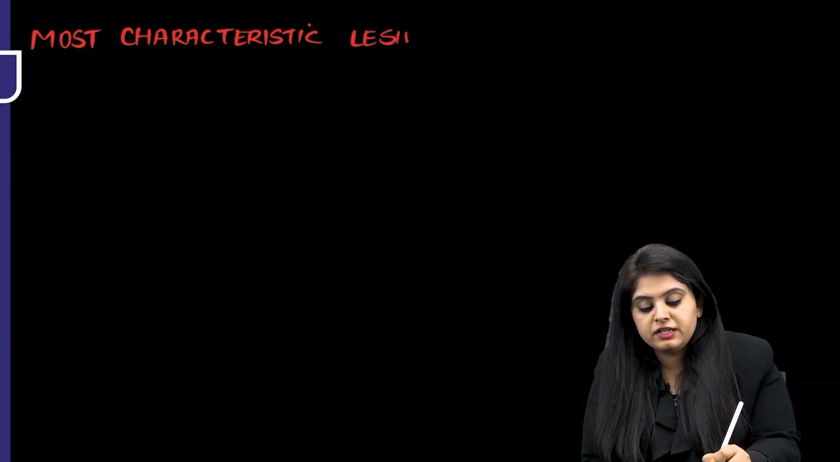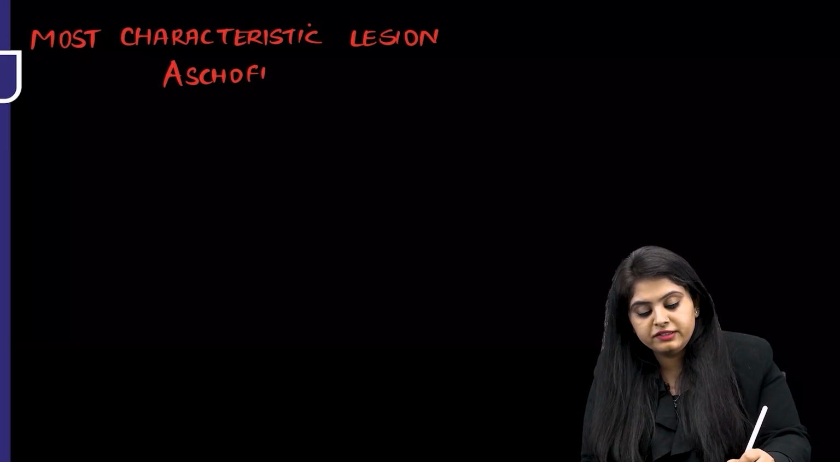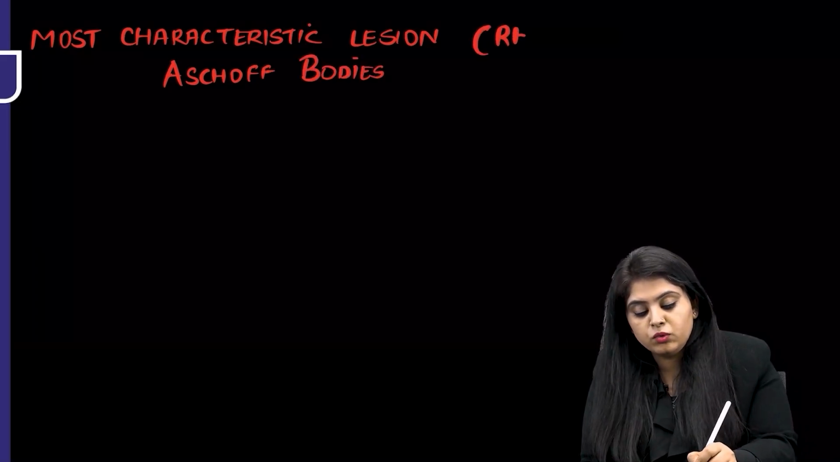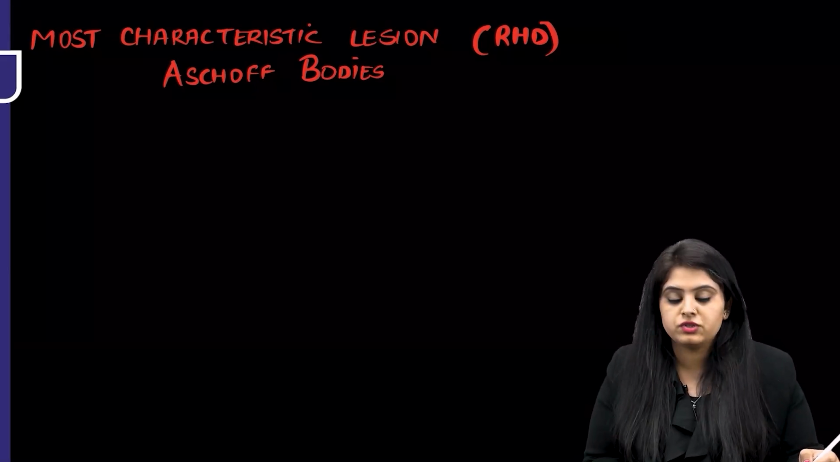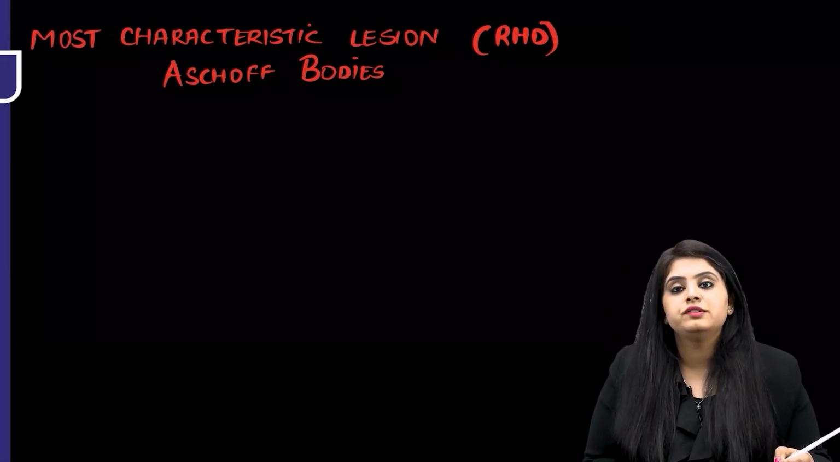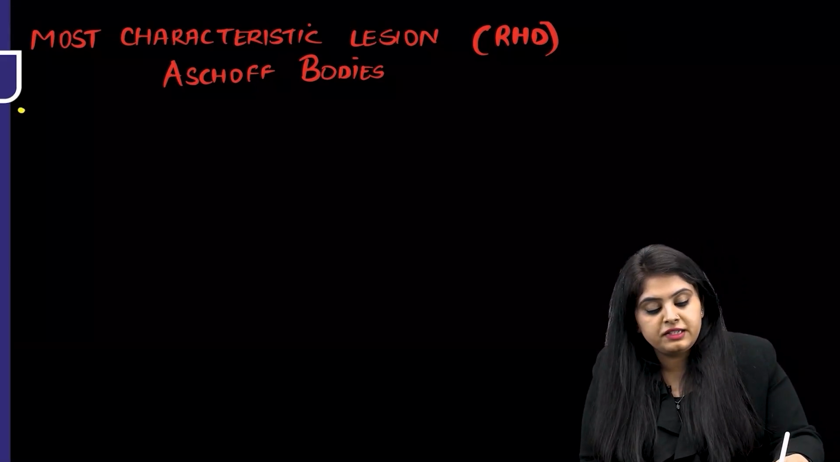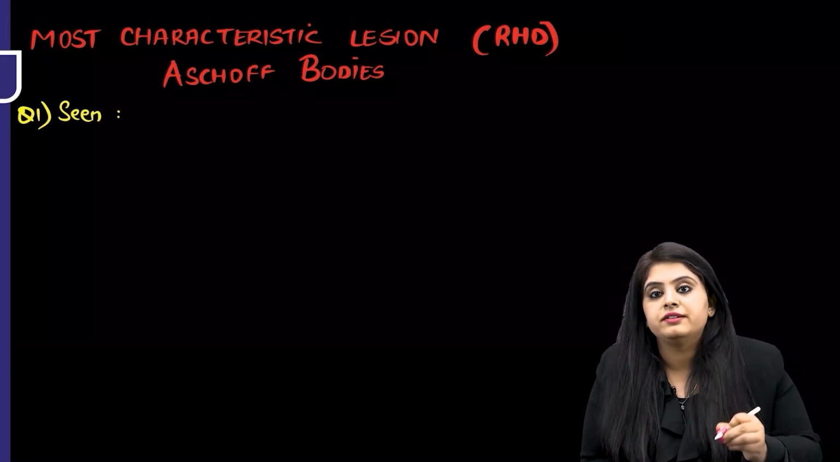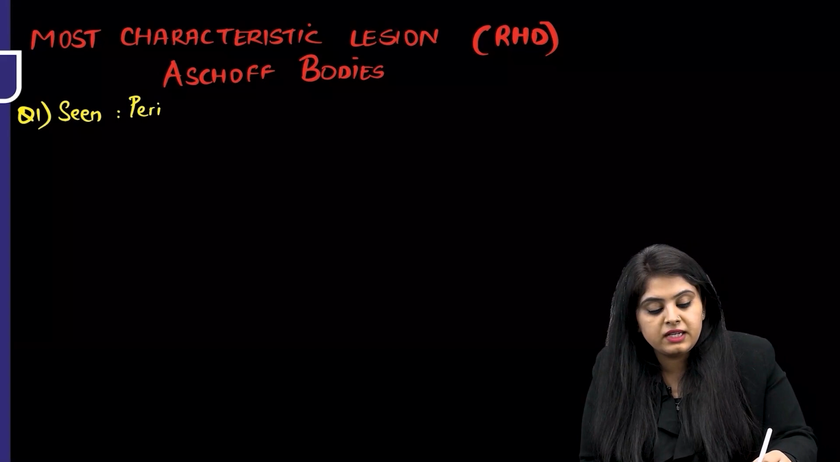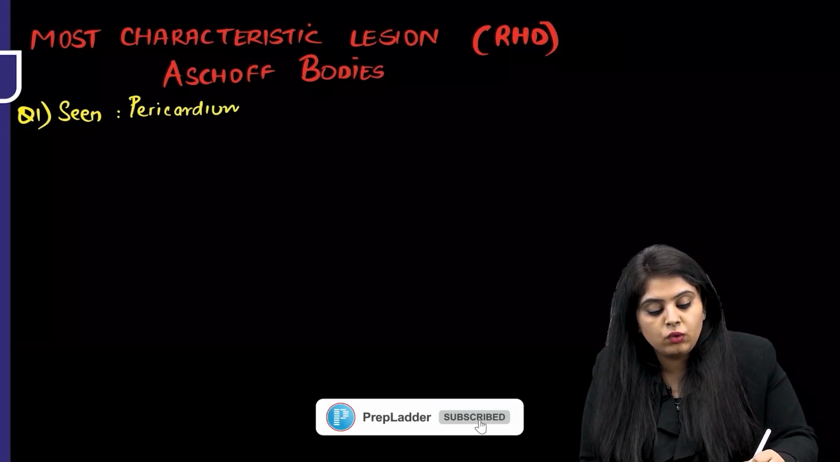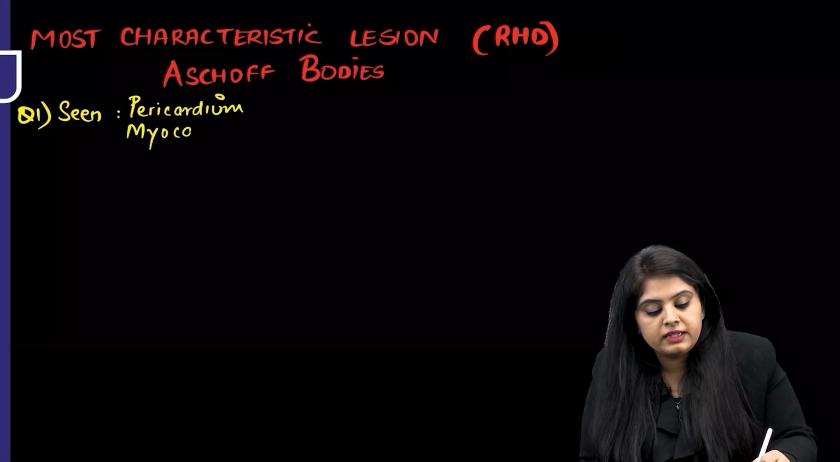The most characteristic lesion is Aschoff bodies. Either you call it Aschoff bodies or you call it Aschoff nodules. That's not a concern, but it's the most characteristic lesion. So the first question that will come to your mind is, where do you see these bodies? They are seen in all the layers. They are seen in the pericardium, in the myocardium, and in the endocardium. They are seen in all the layers of the heart.